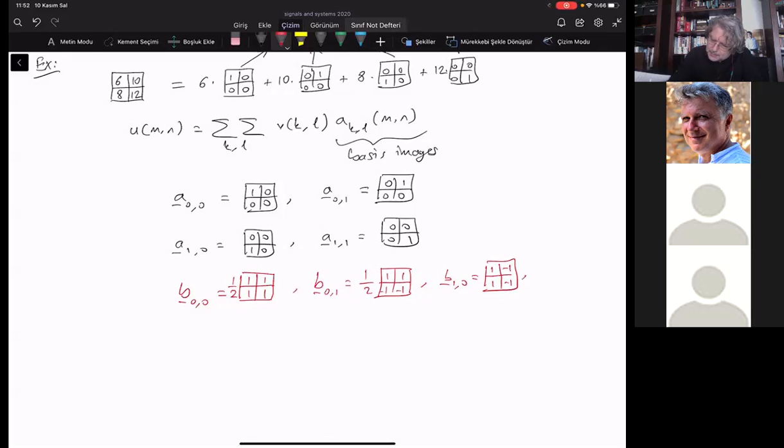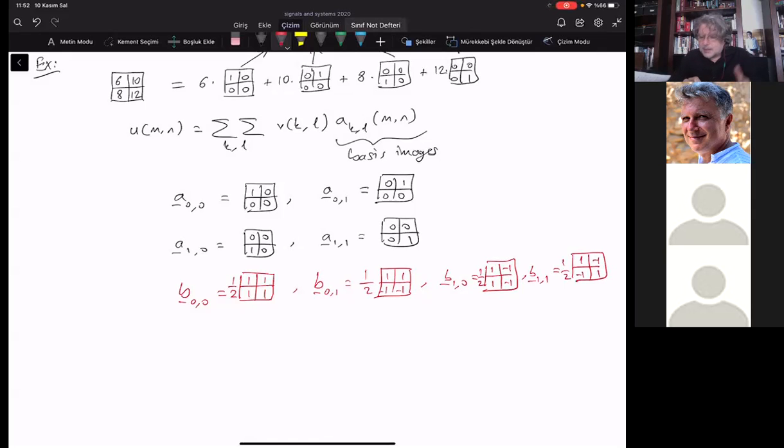And finally, B1,1 is 1/2. I forgot to put 1/2 here. They are all scaled by 1/2. Why am I doing it? I will explain. 1, -1, -1, 1.